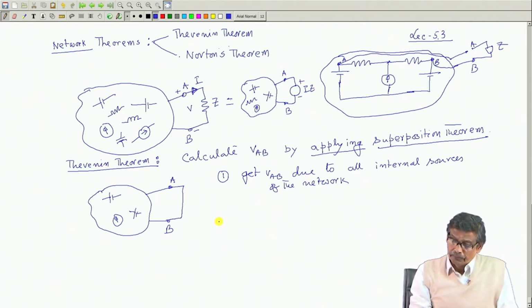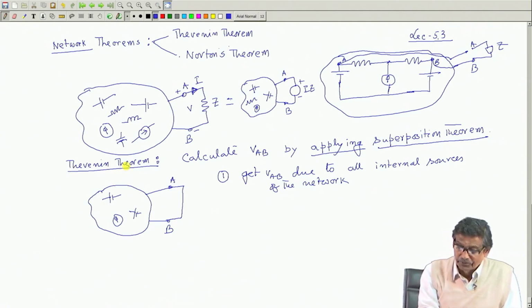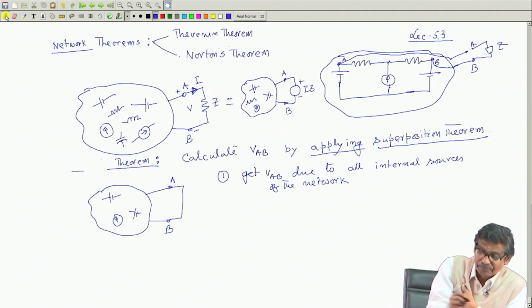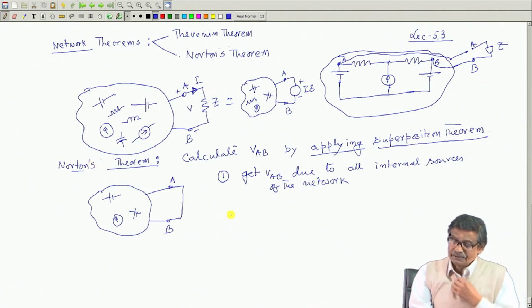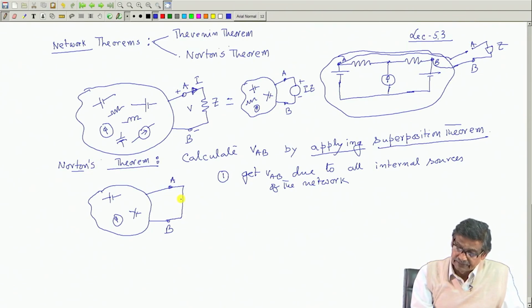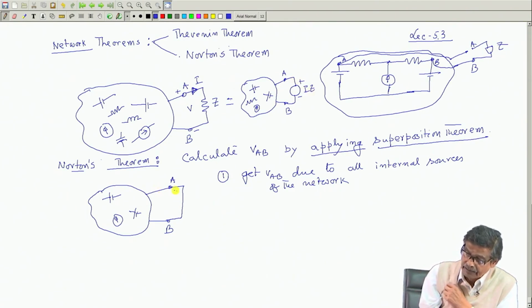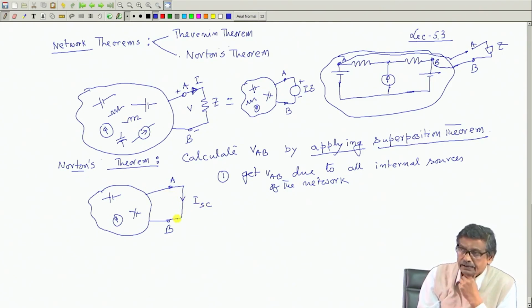And then what you do, if you do it like this, maybe it will turn out to be Norton's theorem. Let us see. So let us write it down as Norton's theorem. First we are doing Norton's theorem. I calculate this current when all the internal sources are present, and this is shorted, this source is not present, and let this current be called ISC. I will get this current.